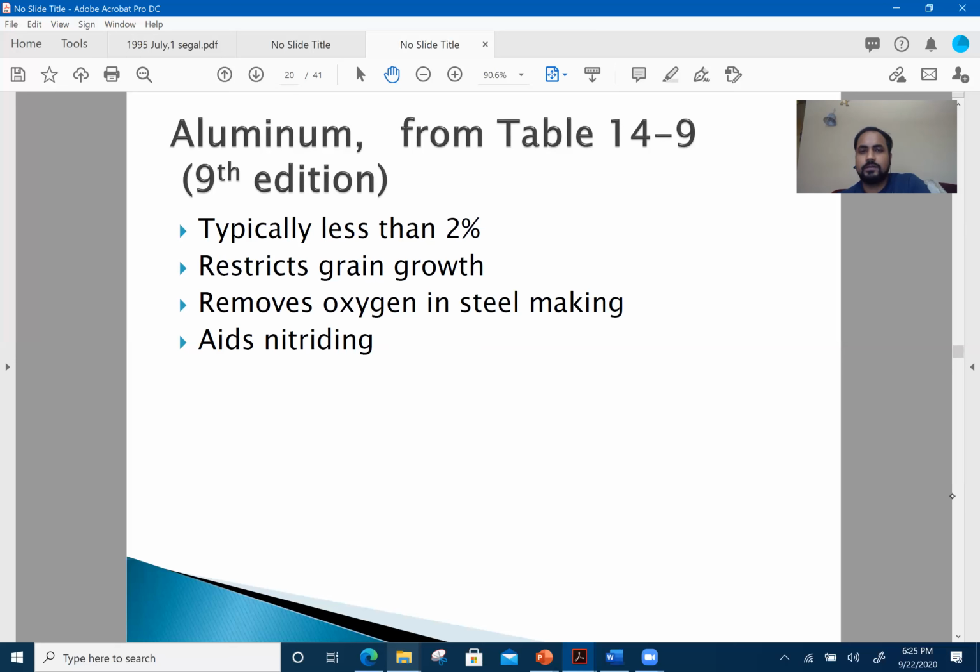Aluminum. I discussed aluminum and silicon. They are added to get rid of those air bubbles. It's called killed steel, if you guys remember. So aluminum and silicon remove the dissolved gases, the oxygen. It helps in the nitriding step as well. It restricts the grain growth, a really good property so that you won't have really gigantic grains. And typically the percentage added is small. Not a lot of aluminum is added to the steel.